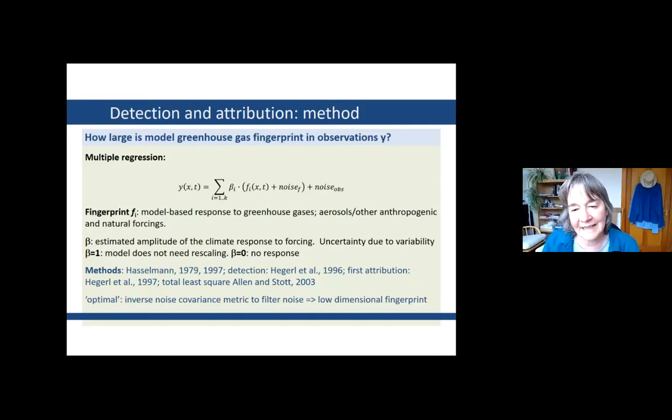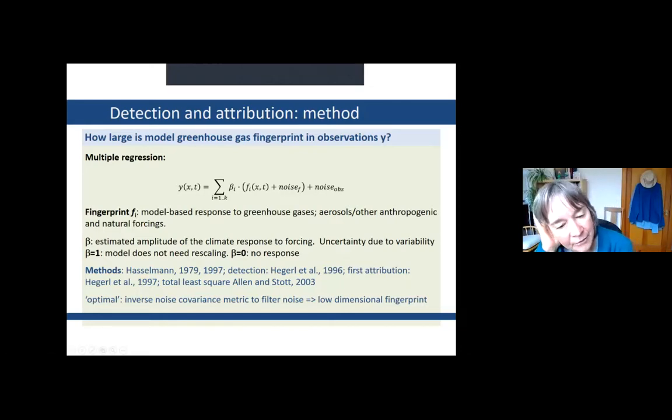So the noise in F came in by Allen and Stott. And so the sum of these fingerprints plus the observed noise, observed internal variability. And in the first paper and the first work I talk about, we just consider one single fingerprint of greenhouse gases. And in the second one, we look at multiple different impacts. And the optimal is basically, at the bottom, using the inverse noise covariance.